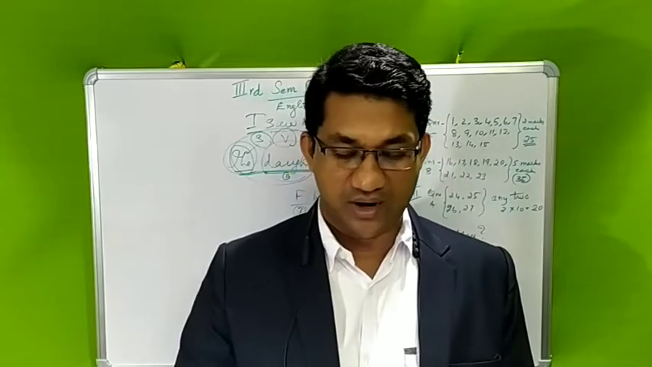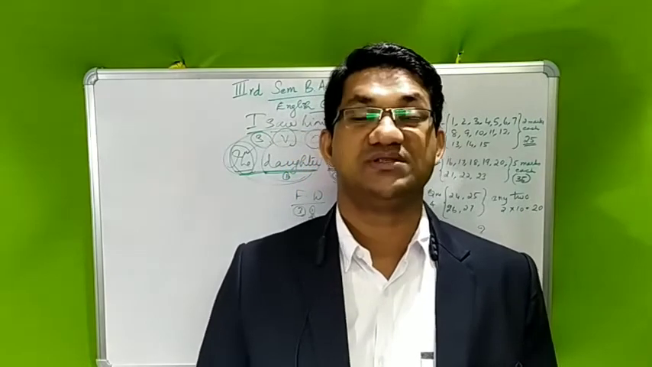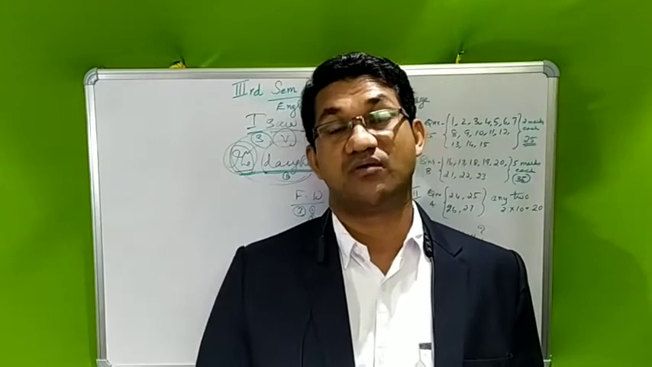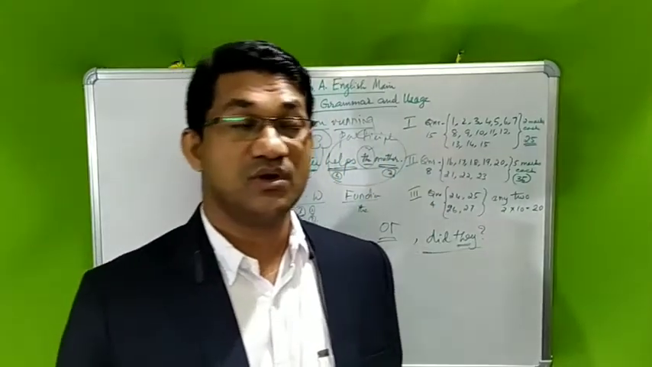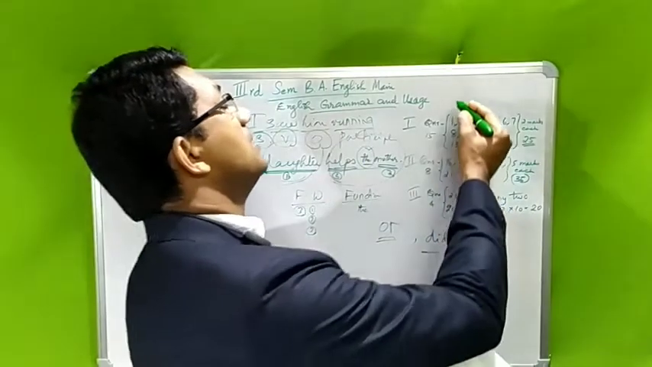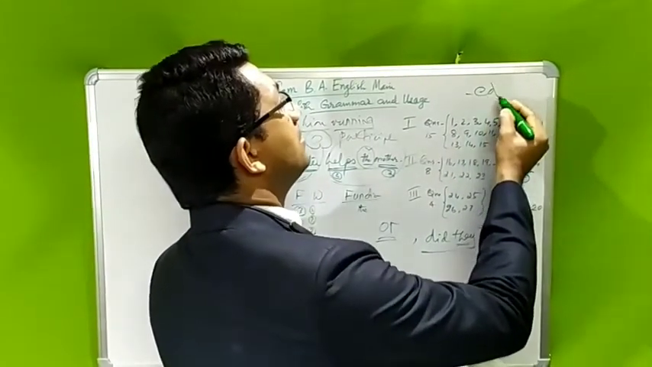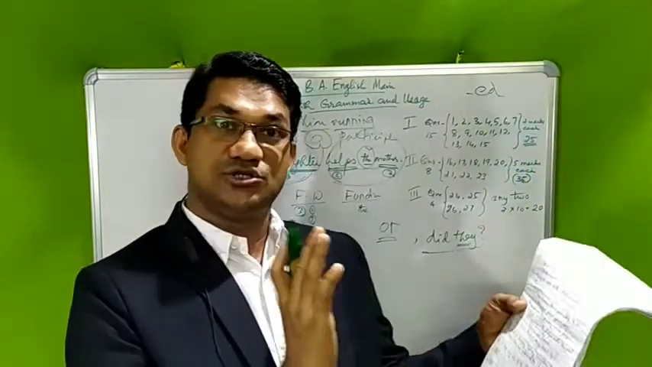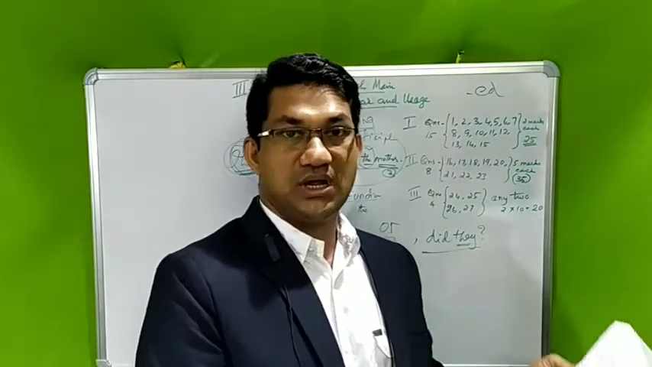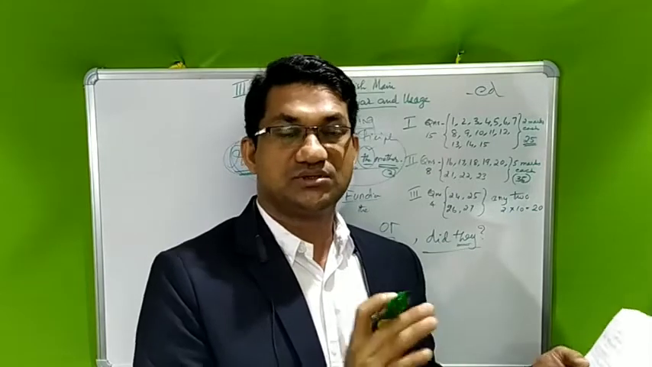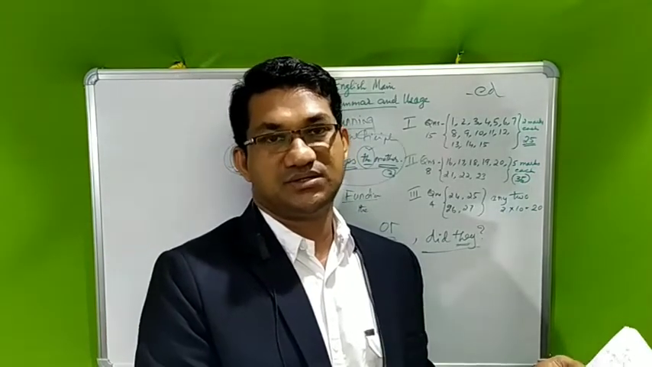Differentiate between regular and irregular verbs with examples. So we know that regular verbs are verbs which take the past tense and past participle form with the addition of ed, and we have jumped, drop, dropped, kick, kicked.